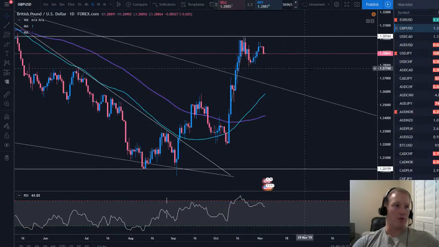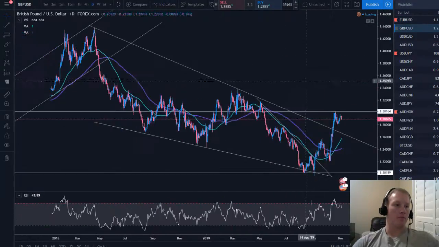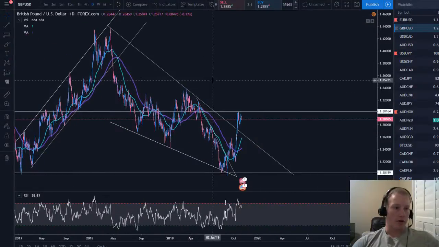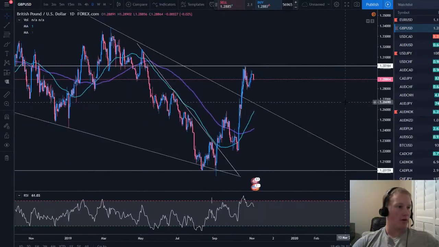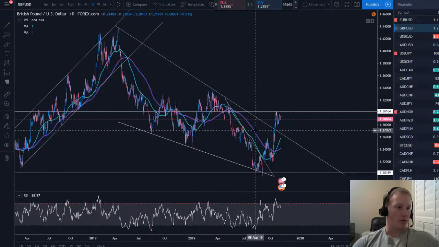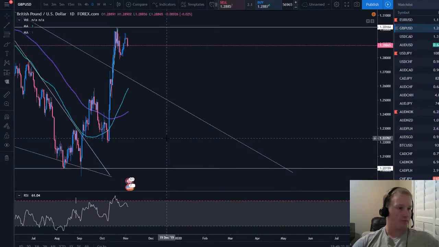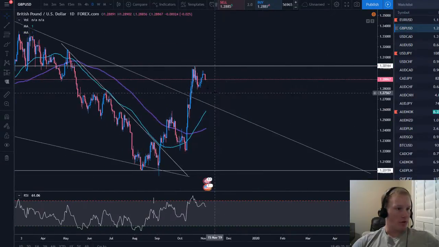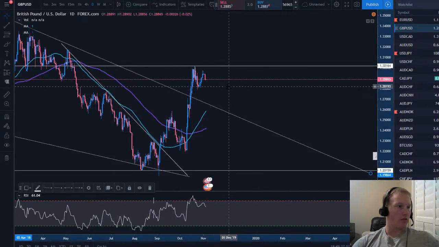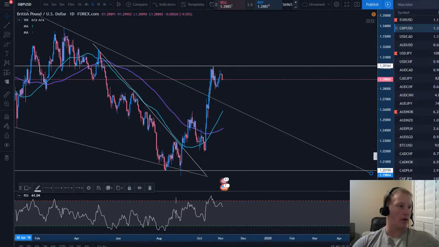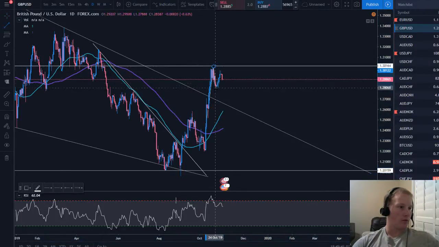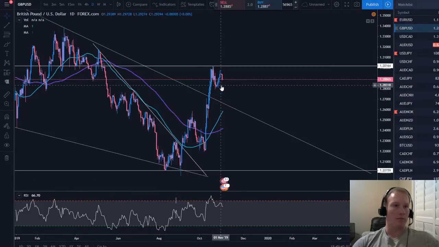Alright, British pound, US dollar. Yeah, pretty big breakout on this wedge we had forming here. This downtrend line did not hold. So I'm looking for a retracement back to this. Maybe we'll see that here. Possibly. Tough to say. But anyway.